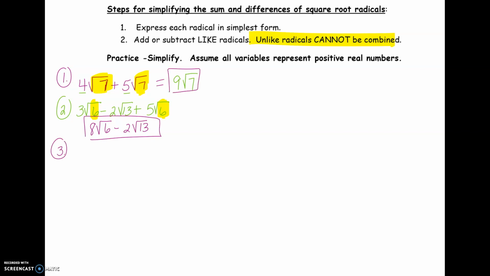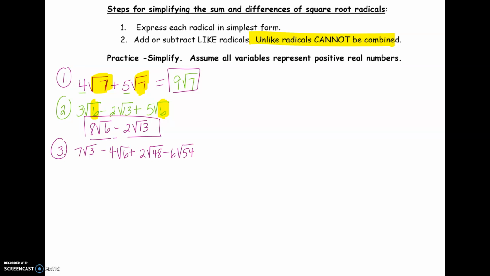Number 3, 7 times the square root of 3 minus 4 times the square root of 6 plus 2 times the square root of 48 minus 6 times the square root of 54. All right, so let's see what we got here. I have 7 square root of 3. I have 4 square root of 6. Neither of those have any perfect square factors.